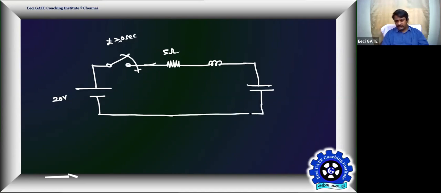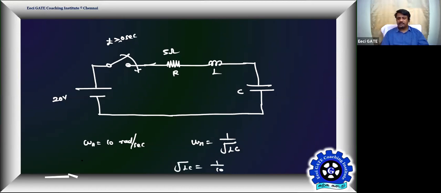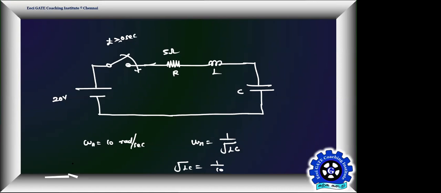Let us play with the numbers. Let me fix omega n, and accordingly choose L and C. Omega n, let me say, is 10 radian per second. So omega n is equal to 1 by root LC. So root LC is equal to 1 by 10. Correct? Getting everyone? Following, right? Yes, sir. Root LC equal to 1 by 10.